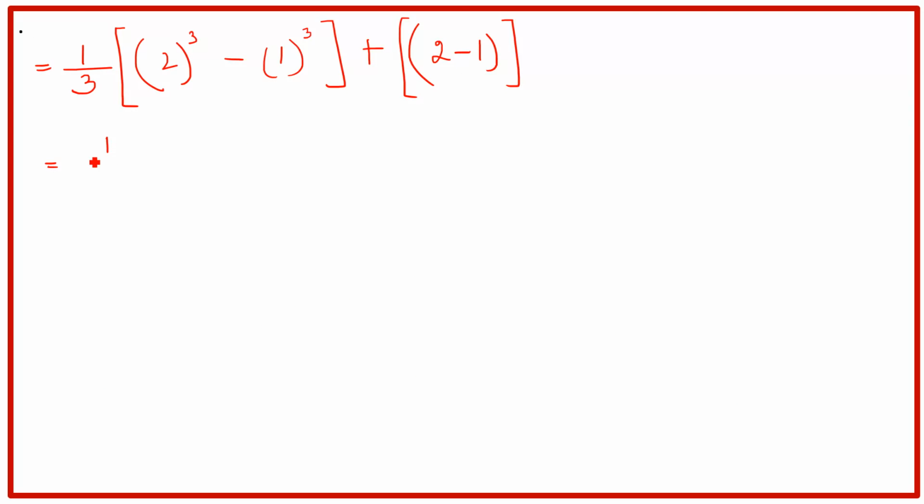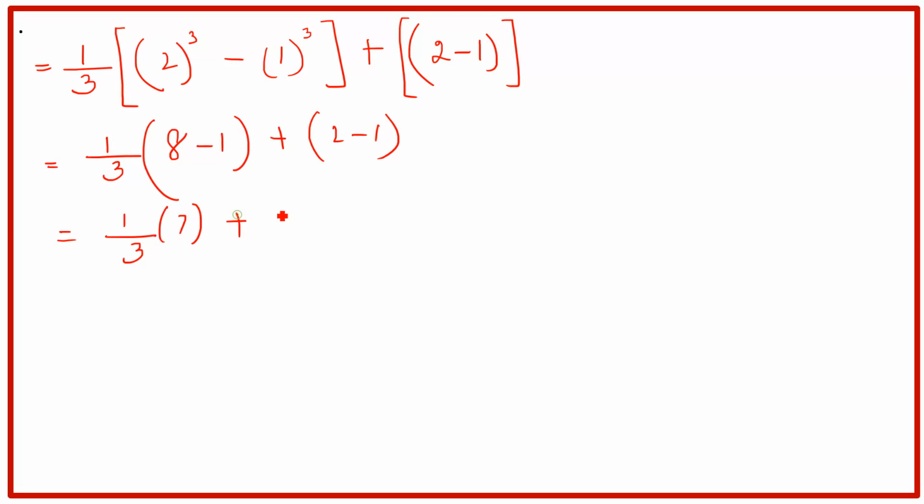So now we will solve it. 1 over 3. It is 8 minus 1 plus 2 minus 1. So which is equal to 1 over 3 into 7 plus 1.